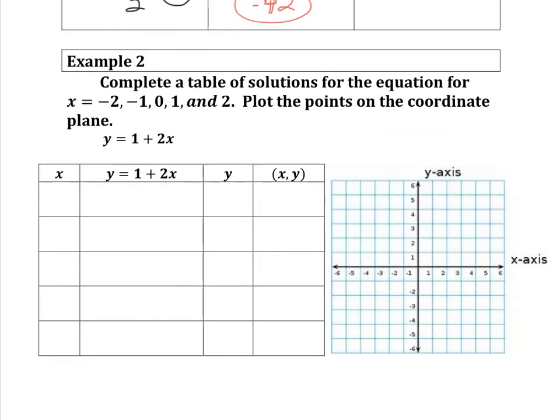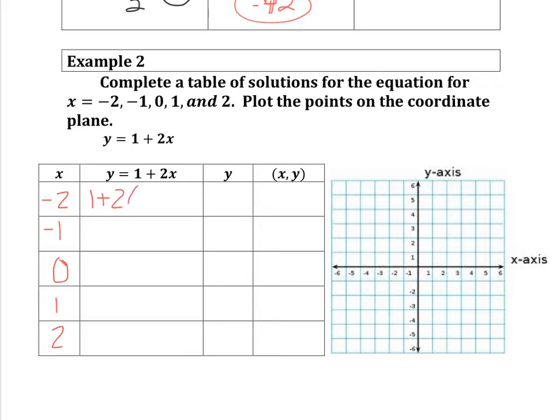In the next example, we are going to complete a table of solutions for the equation given below for the numbers negative 2, negative 1, 0, 1, and 2. Plot the points on the plane. So the numbers we're substituting in are going to be negative 2, negative 1, 0. 0 is always fun to put in. 1 and 2.